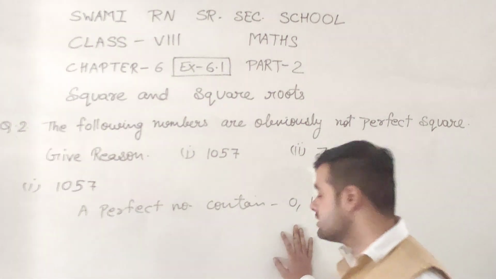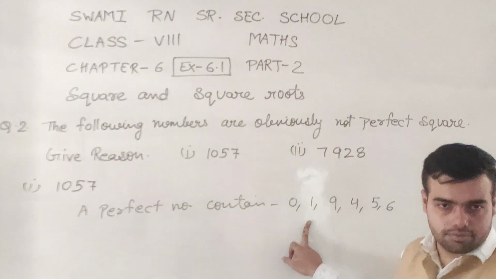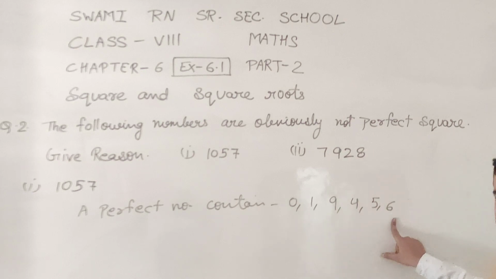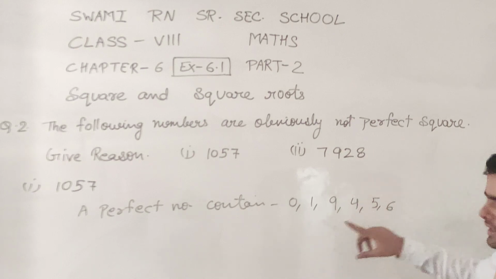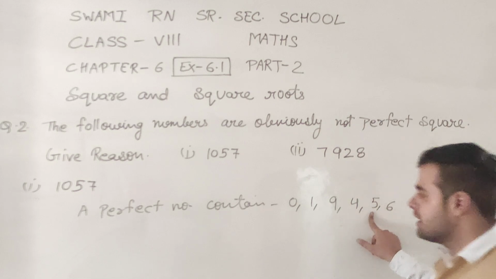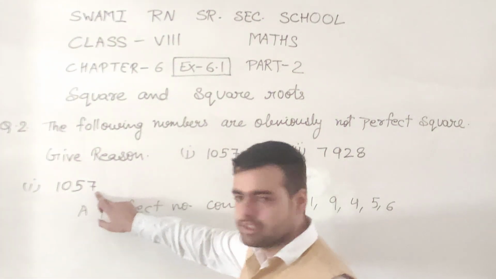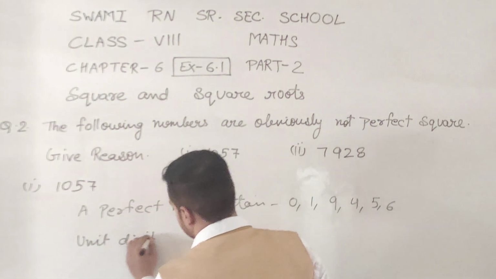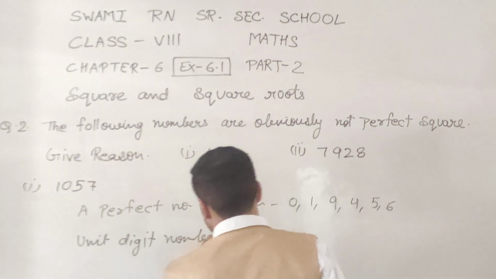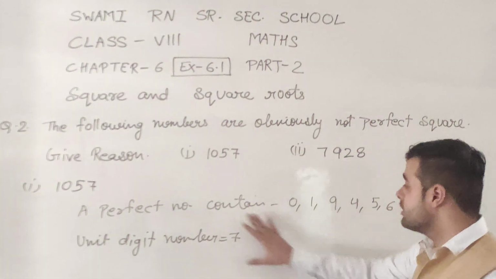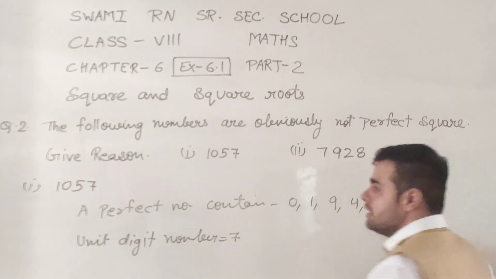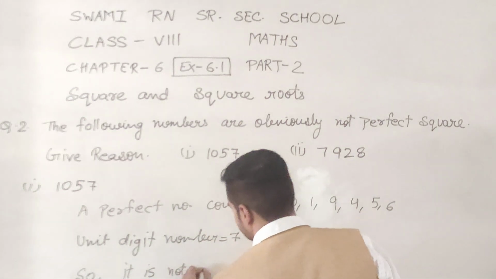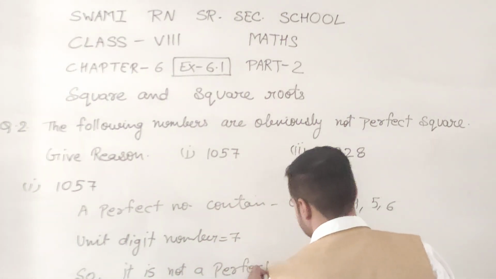Like 0 square is 0, 1 square is 1, 2 square is 4, 3 square is 9, 4 square is 16, where I am taking the unit digit, that is 6, and 5 square is 25, where I am taking 5. Now we have to check the unit digit. The unit digit here is 7. But 7 is not among the possible unit digits of a perfect square, so it is not a perfect square number.